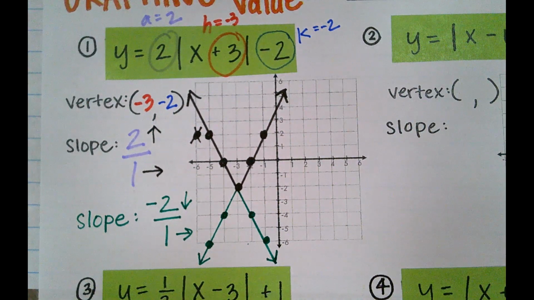So if there was a negative 2 in the front, that's what that would look like. We just go down instead.